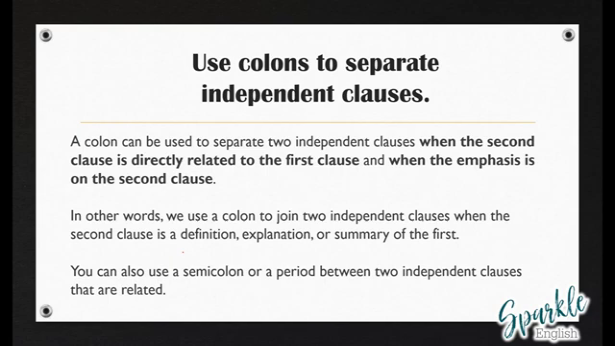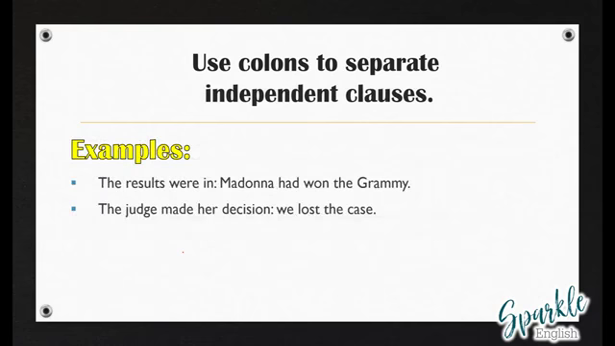You can also use a semicolon or a period between two independent clauses that are related. So if you look here are some examples. The results were in. Madonna had won the Grammy. Both of these are two independent clauses. These are two sentences that work by themselves. The results were in. Madonna had won the Grammy. You could put a period here, or you could just put a semicolon.